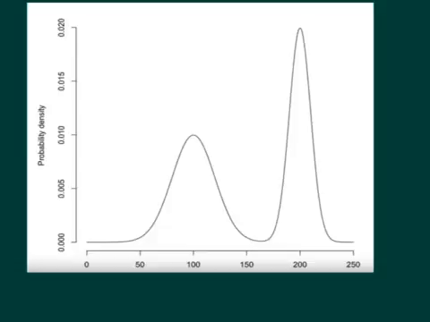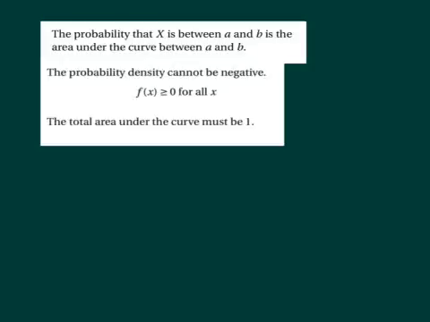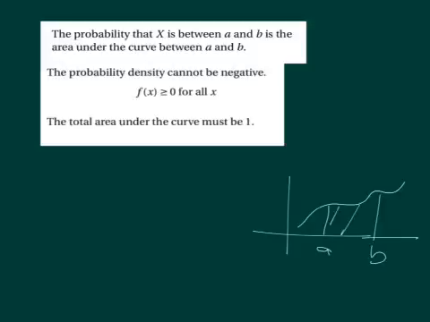So what are the key things to know about a probability density function? Well, here are the three key points that you need to know. Firstly, it's the area under the curve that tells you the probability. So the probability that x is between a and b is the area under the curve between a and b. If we've got a probability density function like that, we want to know what's the probability that the variable is between a and b. It's the area that tells us the probability.